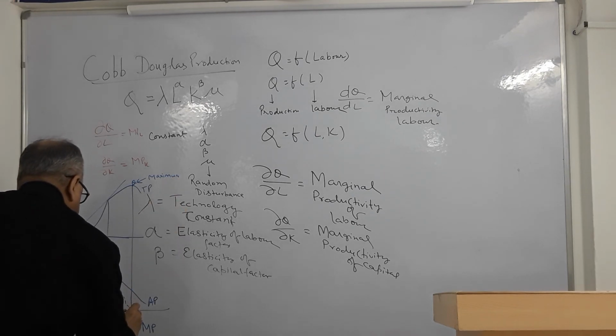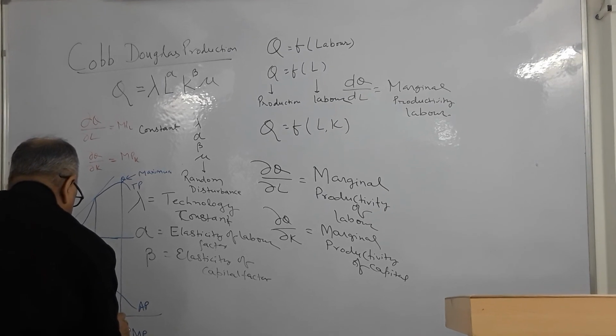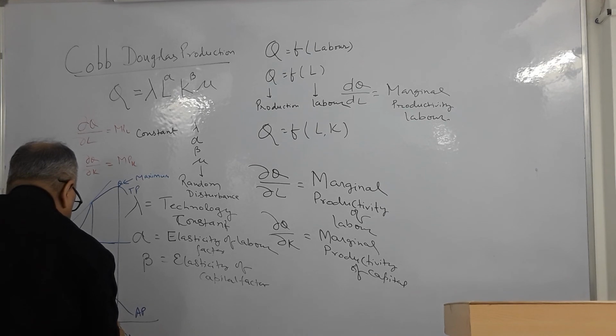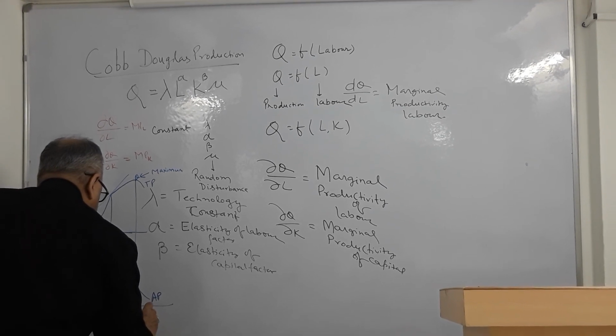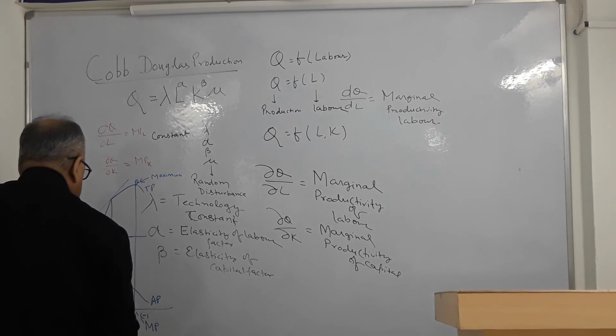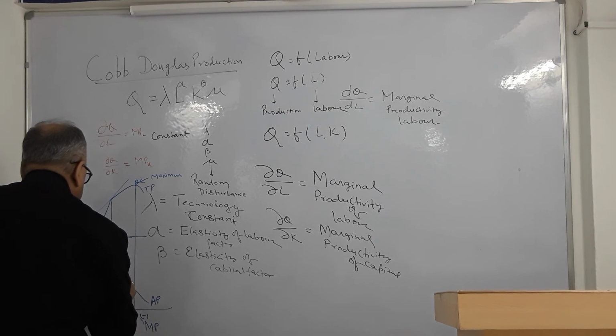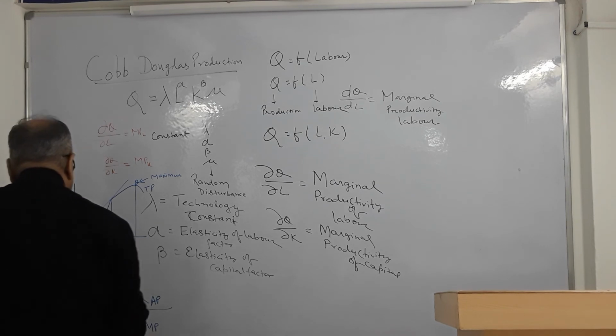Marginal productivity is zero at this point. At this point, zero marginal productivity. At this point, negative marginal productivity. At this point, positive marginal productivity, but average productivity declines. Average productivity decreases. Marginal productivity decreases.